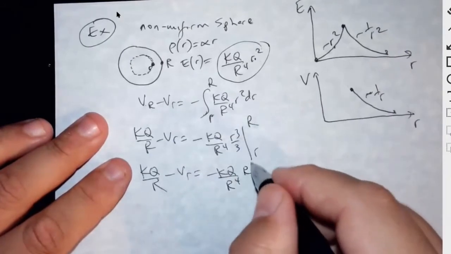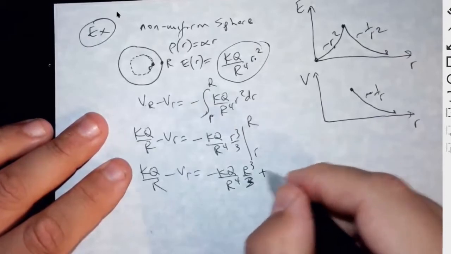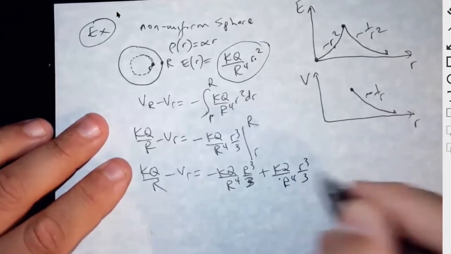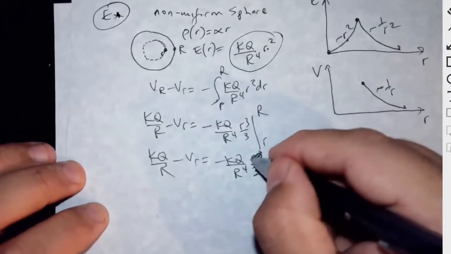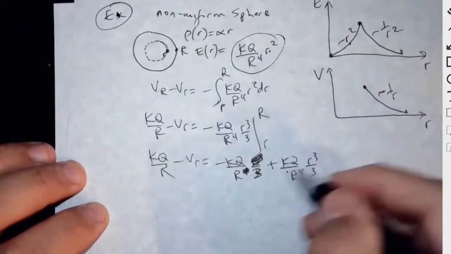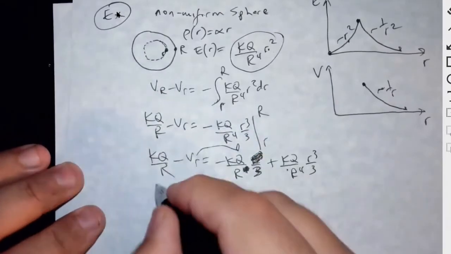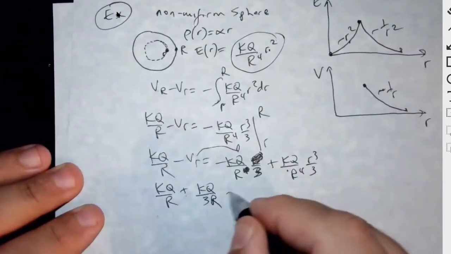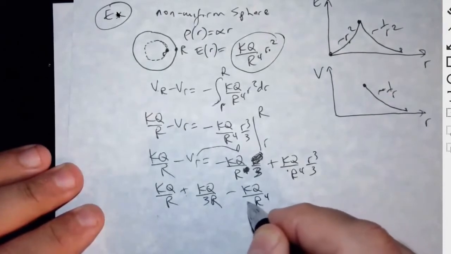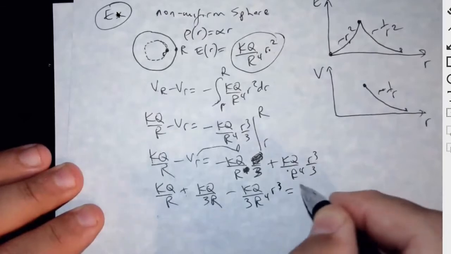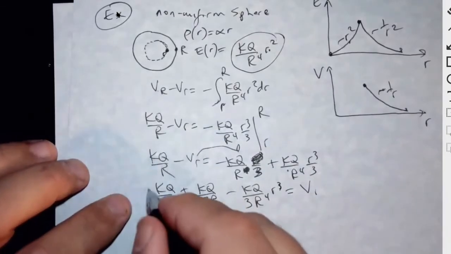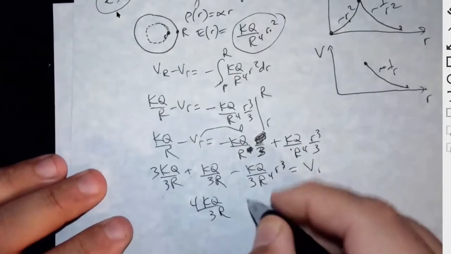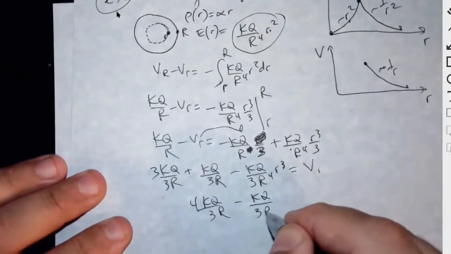Then put the R cubed there. Plus KQ over R to the fourth, R cubed over 3. And then the R cubed cancels all but one of the R's. Then everything goes to the left side and this thing comes to the right side. And you add these two. Okay, then you get 4KQ over 3R minus KQ over 3R to the fourth, R cubed.